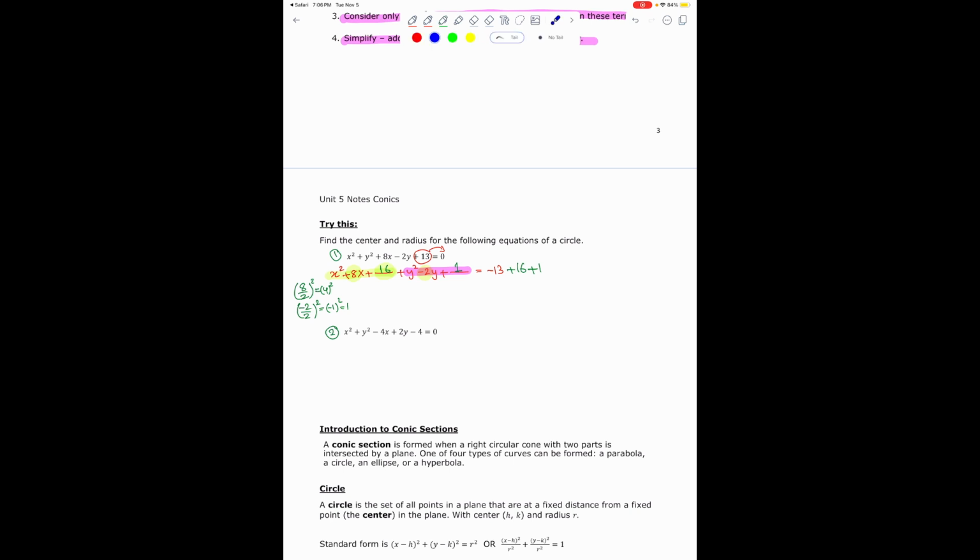The x terms, I can rewrite this expression as x plus 4 all squared. Plus, I can write the y terms as y minus 1 all squared equals, and then I will find the answer here. Negative 13 plus 16 is positive 3. Positive 3 plus 1 is 4. So the center is negative 4 and 1, and the radius is equal to 2, which is the square root of 4. So that is how you can figure out the center and the radius from the general form.